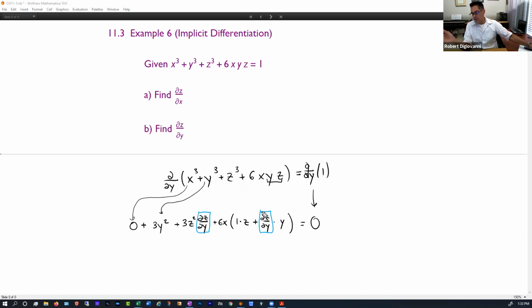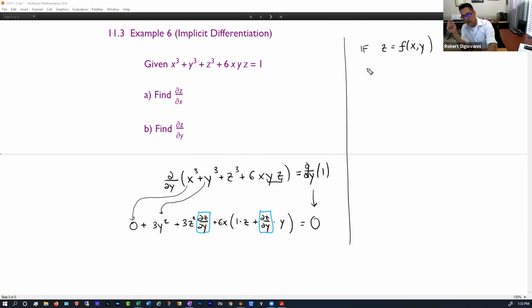Okay, so this is the end of the section. Basically what we've learned in this section is that if you have z as some function of x and y, we can find the partial of z with respect to x and the partial of z with respect to y. To do that, we just hold, in this case, the y constant and take the derivative, or hold the x constant and take the derivative. This is the easy case because it's already solved for z.